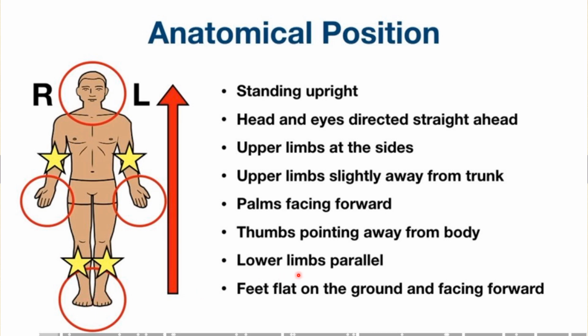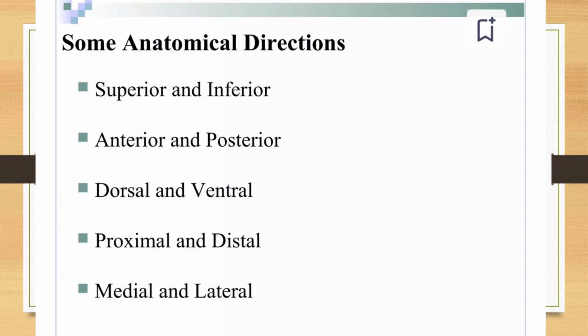So this is the anatomical position. Again, for the anatomical position, you're standing upright. Your upper limbs are slightly away from the trunk such that it creates an angle. The upper limbs are also on the sides, not behind your back. The palm is facing forwards. The thumb is away from the body. The lower limbs are parallel to each other, and the feet are flat on the ground. So this is the anatomical position.